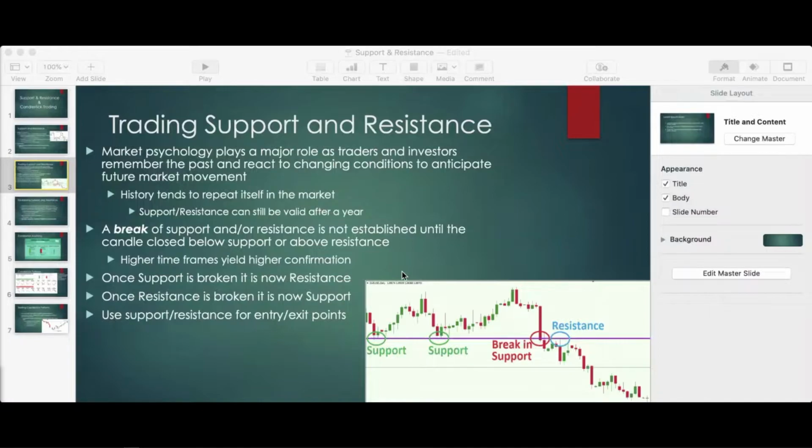So once support is broken, that becomes resistance now. On that picture that I have right there, you can see where it says break in support, that candle right there, right when price broke below that support level. That level is now resistance. And if it broke right back above that resistance, then that level becomes support.